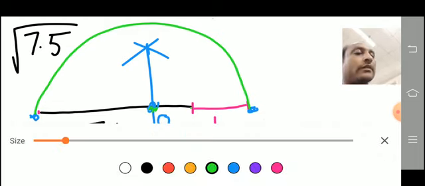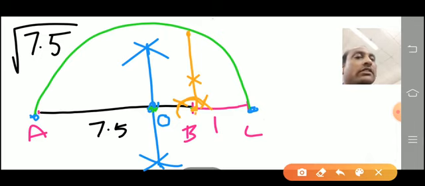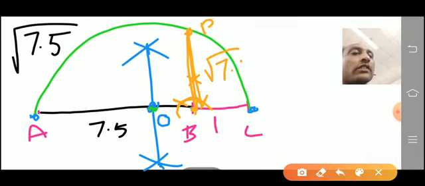At B, you draw a 90 degrees angle like this. To draw 90 degrees, you can use the compass only, or it is also possible with the scale. Then it meets the semicircle at one point. This is B, this is P. This BP length is nothing but root 7.5.